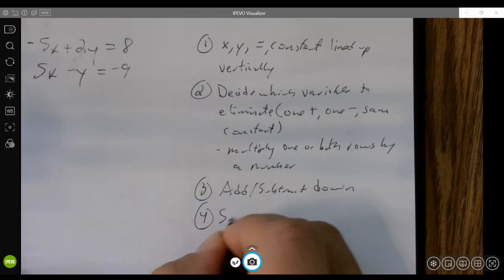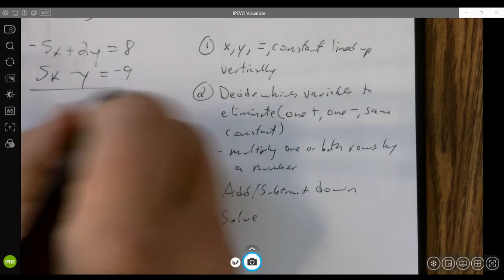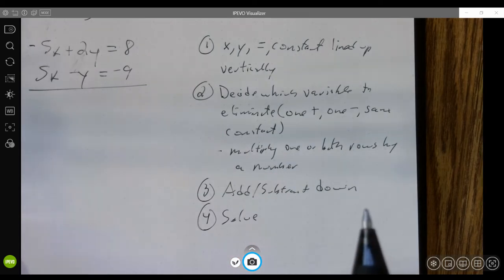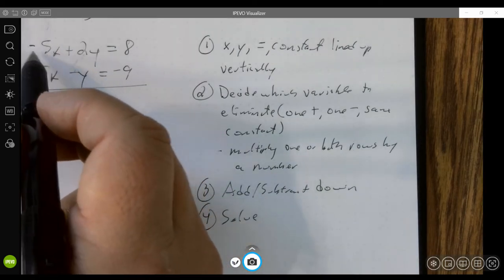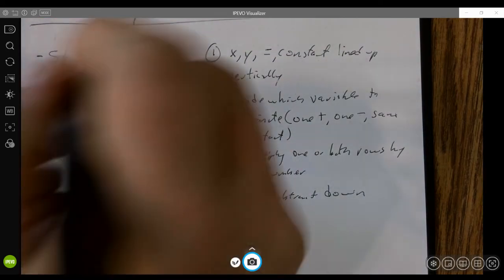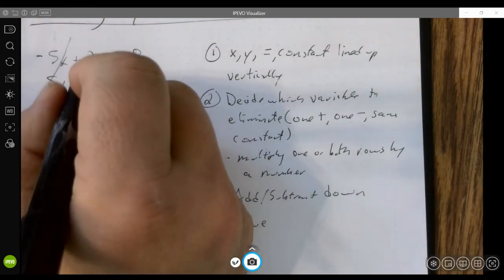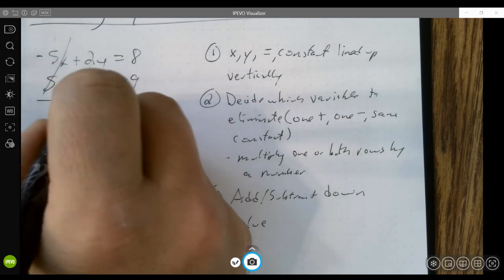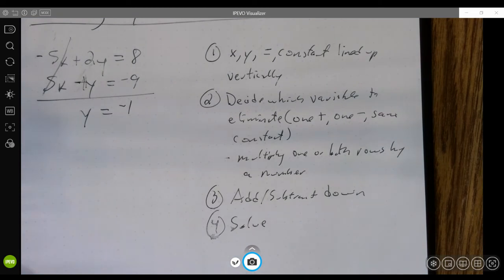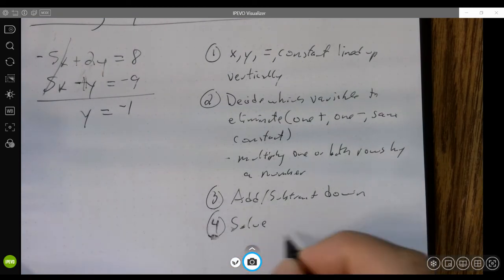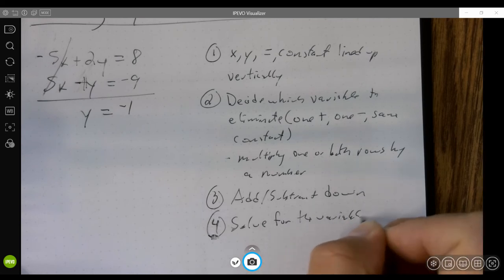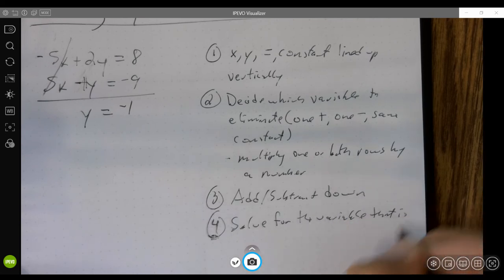When we do that, let's just do it here. So I'm going to take one step back. We already have them all lined up. We're going to get rid of the x's because I already have a positive and a negative in the same number. So what do we do? Slash it off. And then I add or subtract down. 2y minus, if you want to put a 1 in there, 1y is just y, equals 8 minus 9 is negative 1. Well, step 4 was going to be solve for the variable that is left.